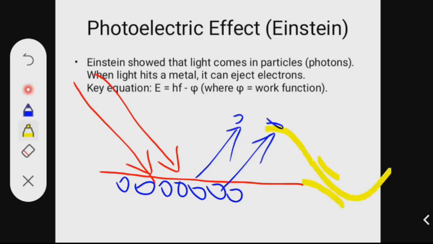So as these electrons are attracted into the wire, current would then start flowing. That's how solar panels work. I don't know whether it's clear.